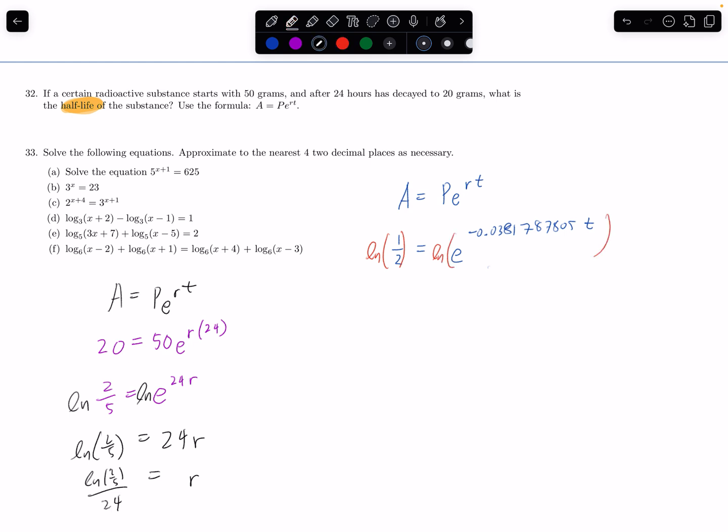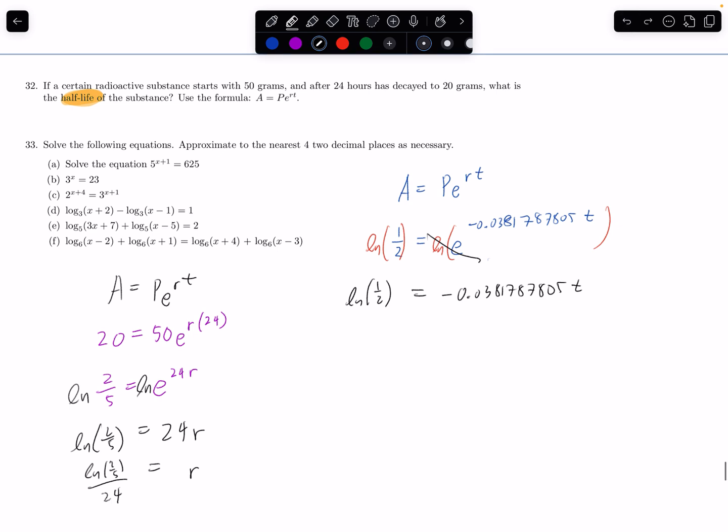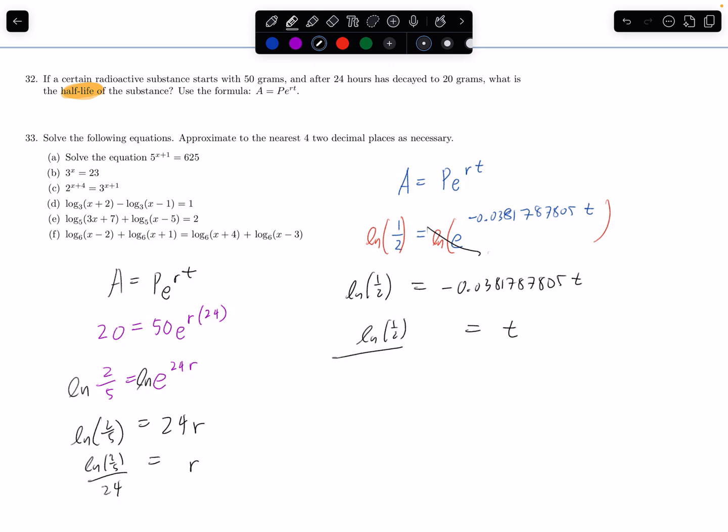The left side, you're going to end up with ln of 1/2. The right side, ln undid the e, so you're left with negative 0.03817878805 T. Divide both sides by that long decimal, and that's going to give you your T. ln of 1/2 over that whole thing. Now lastly, let me punch that into the calculator. Let's see, ln of 0.5 divided by, I'm going to recall my answer to get the most accurate result. And I'm going to end up with this.